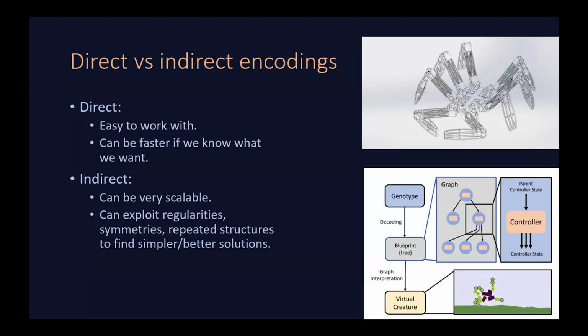And also indirect encodings might suffer from biases. If you use an L system, for example, there's quite a lot of dynamics when you unpack this, and it might be difficult to search for the types of solutions you want.